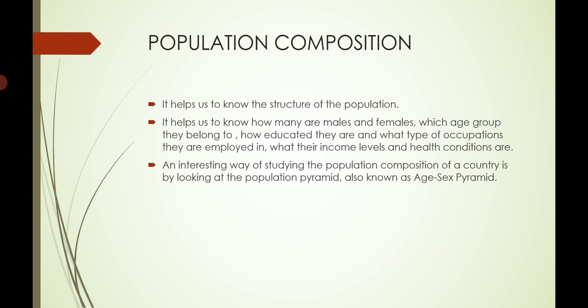Now, what is population composition? With population composition, we can know the structure of the population. What does that mean? It means how many males there are, how many females, what the age group of the population is, how educated the population is, what type of occupation they are doing, what the health facilities are, what their income level is, etc. So this is the population structure.